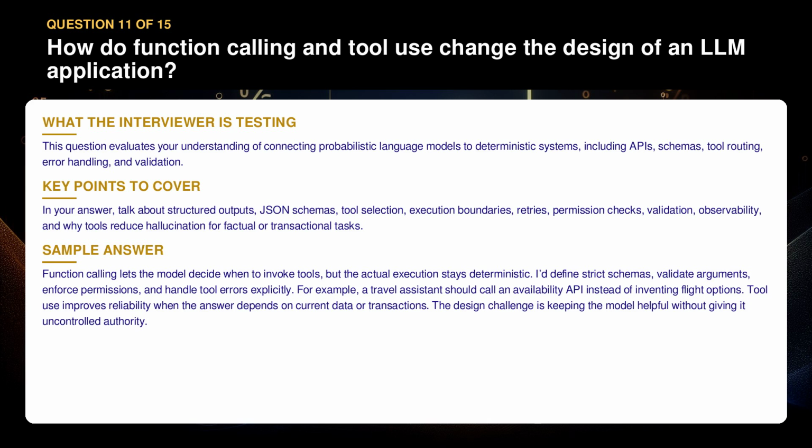Function calling lets the model decide when to invoke tools, but the actual execution stays deterministic. I define strict schemas, validate arguments, enforce permissions, and handle tool errors explicitly. For example, a travel assistant should call an availability API instead of inventing flight options. Tool use improves reliability when the answer depends on current data or transactions. The design challenge is keeping the model helpful without giving it uncontrolled authority.